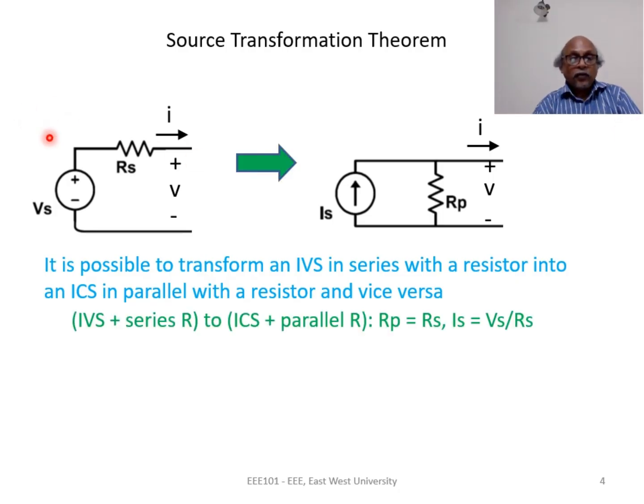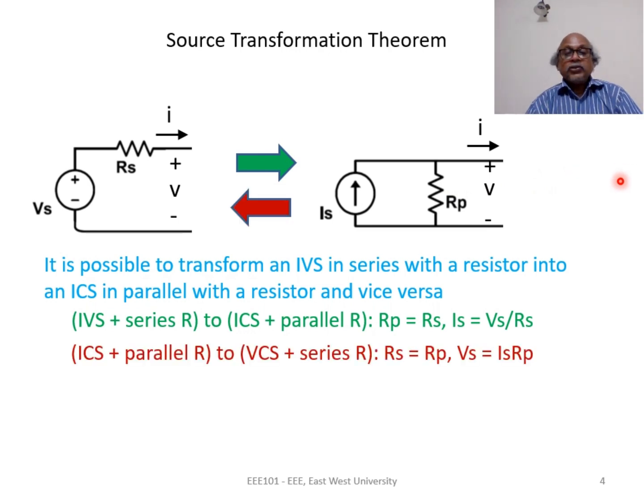The transformation can work in both directions. If we go from voltage source to current source, then we know the value of Vs and we know the value of Rs. We want to find out the value of equivalent Is and Rp. Using what we have discussed in the previous slide, Is is equal to Vs divided by Rs as shown here, and Rp is equal to Rs. So using these two relationships, we can transform the voltage source and a series resistance into a current source and a parallel resistance.